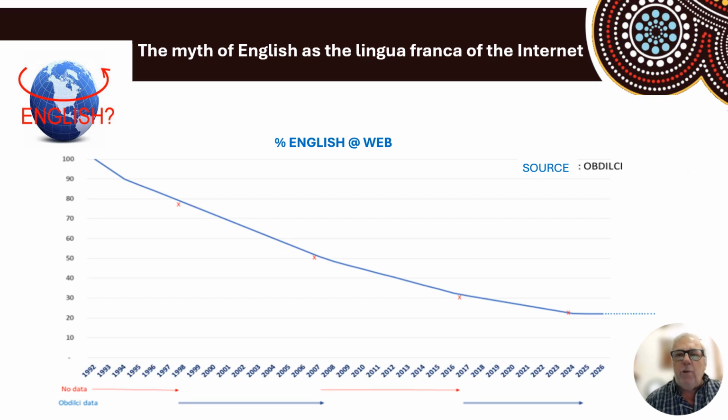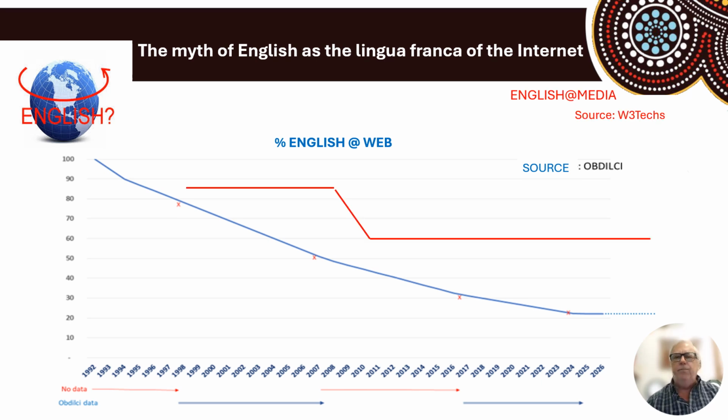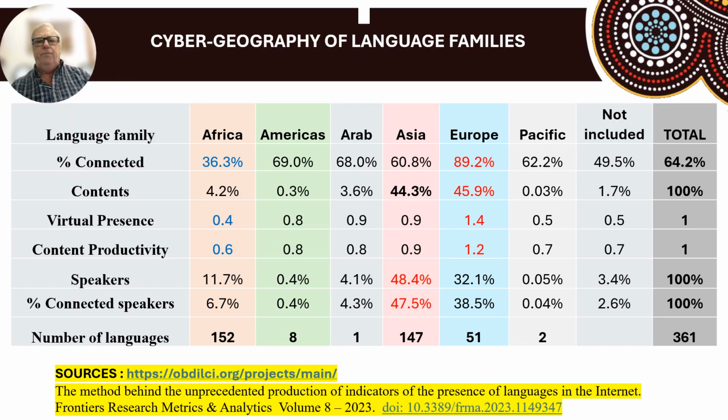English is not the lingua franca of the internet. Less than 20% of humans understand English. English was the dominant language of the internet at the beginning, but the curve has been decreasing, and today we are at an asymptote of 20% of web pages in English. The media keeps saying there is more than 50% of content in English, and this is not the reality.